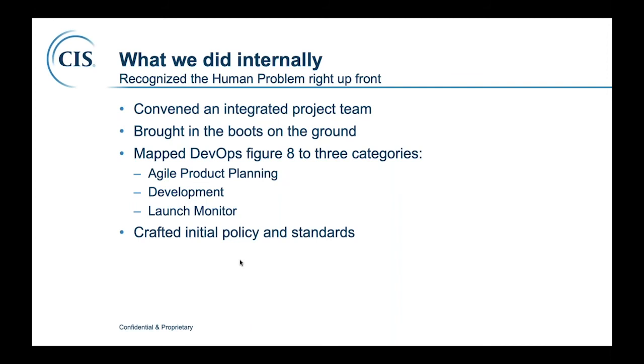we ended up mapping out that DevOps figure 8 into three generalized categories, if you will, of agile product planning, development, and launch and monitor. From that, we were able to get each delivery team within the company to map into those categories how they did their work. We were able to craft an initial policy and arrive at an initial set of standards that then became the blessed policy. So what we have now is a solid DevOps model that addresses our security needs.